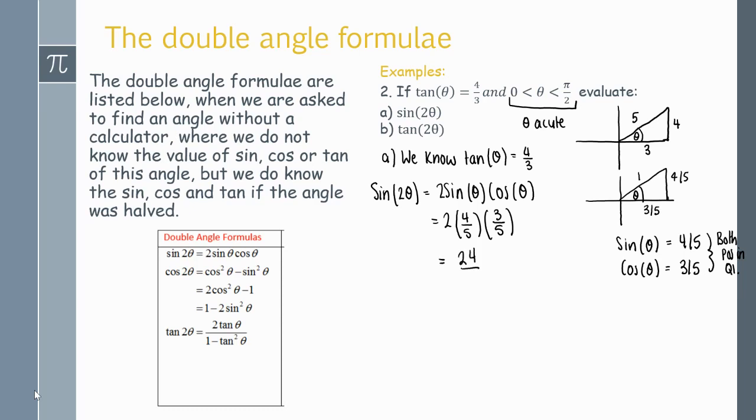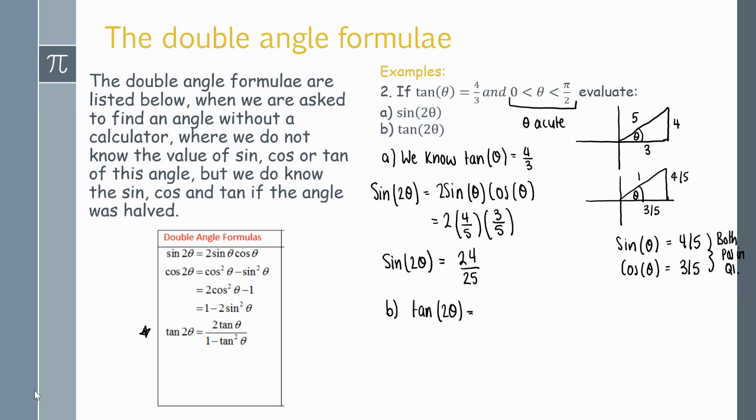And because the angle is in the first quadrant, both sine and cos are positive. So that is all good. Part B, I need to find tan 2 theta. This one's nice because I can just use the formula, the third one down the bottom.